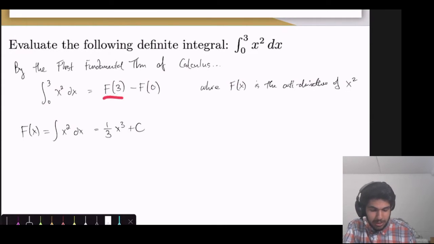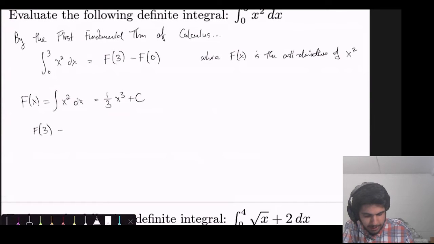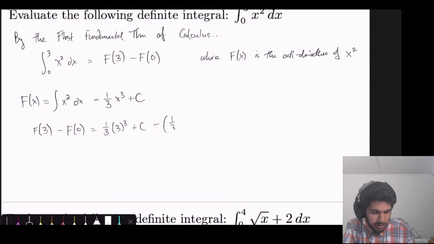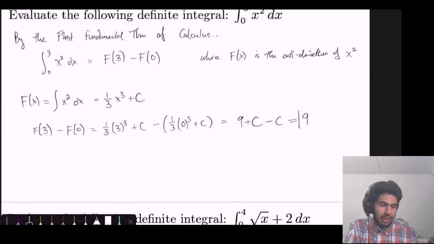Okay, so now let's plug in 3 and 0. And we can see that F of 3 minus F of 0 is equal to 1/3 times 3 cubed plus c, minus 1/3 times 0 cubed plus c. That equals, let's see, 3 cubed is 27. 27 divided by 3 is 9, plus c. 0 cubed is 0, times a third is still 0, and then this plus c stays. So we subtract a positive c, and then we're just left with 9. So that should be our answer, and in fact, it is.